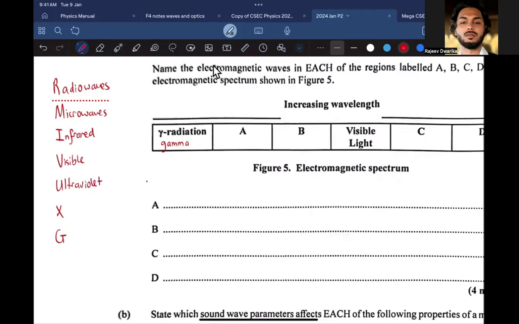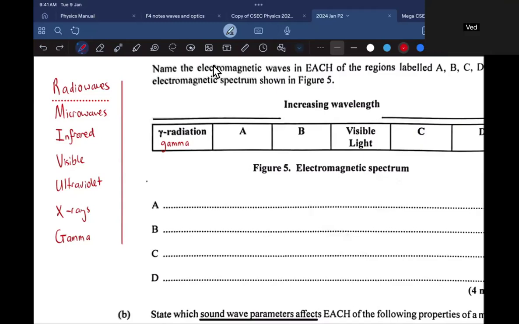Justin, what does X stand for? X-rays. Right. And what does G stand for? Gamma rays. Cool. Which one is the smallest? Remind me, which one is the smallest? Gamma will be smallest.